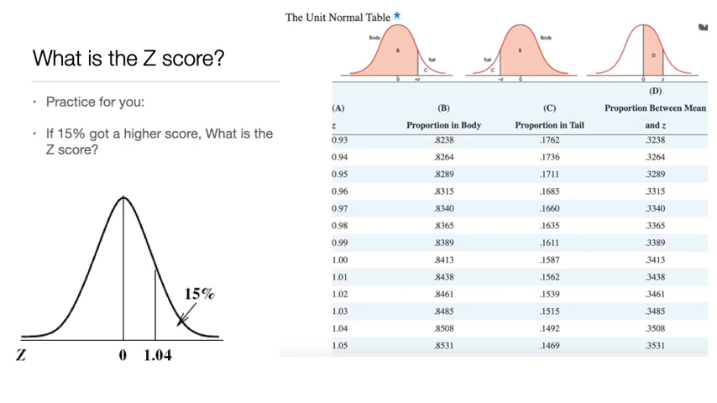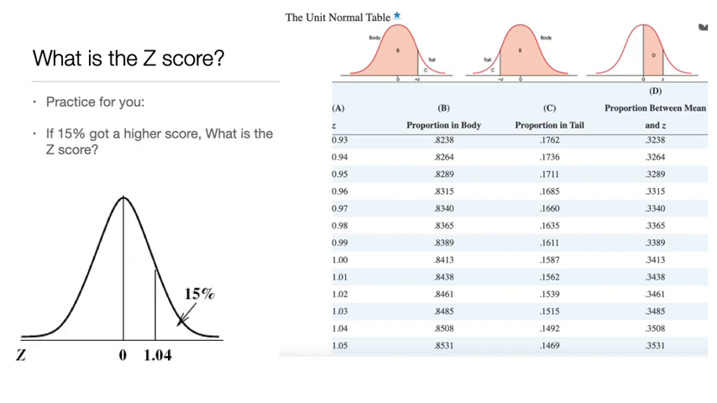So this one, throwing some curveballs at you. What if 15% of students got a higher score than you? What would that z-score be? And so again, this is kind of looking at it as a flip side. Remember, this curve equals 100%. If you look at, for any given z-score, the proportion in the body, and you add the proportion in the tail, you get 100% every single time.